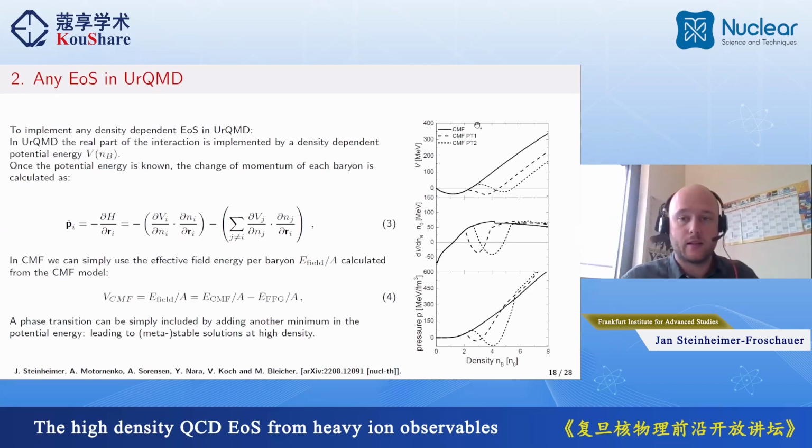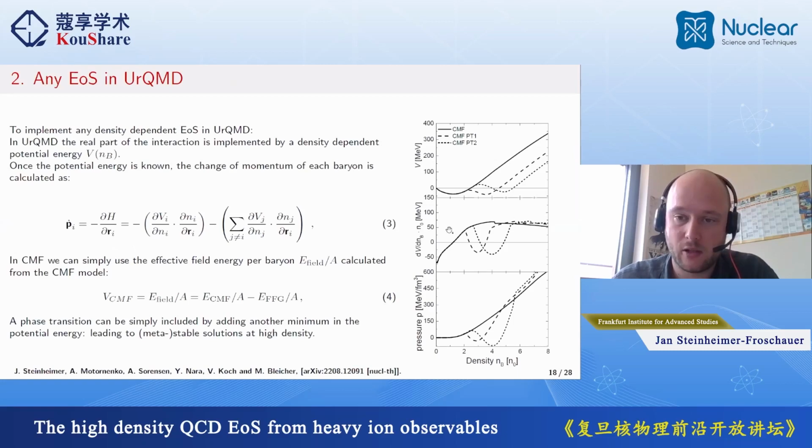The phone was ringing. And you want this potential to describe your nuclear matter down here properly. And the solid line is basically what we get from the CMF model. So we basically take the CMF model, we calculate our field energy per baryon, and then we subtract our free Fermi gas. And what we have left over is what we call the VCMF, right? So that's our way of implementing the CMF equation of state into EoQMD.